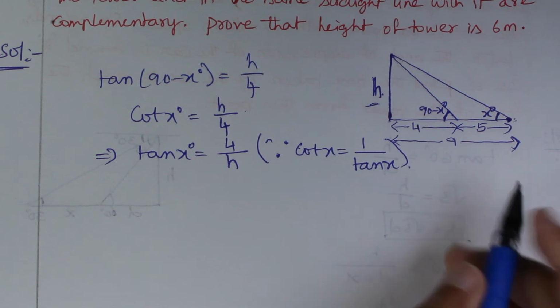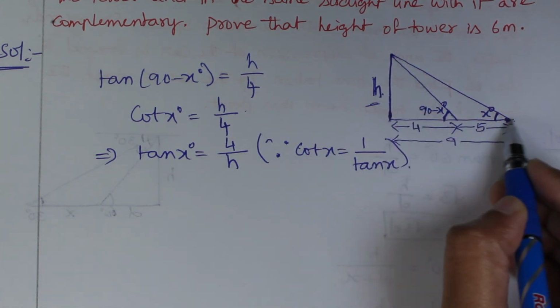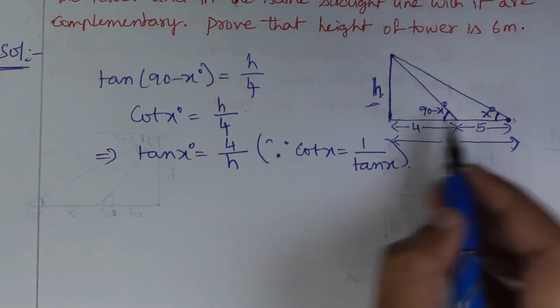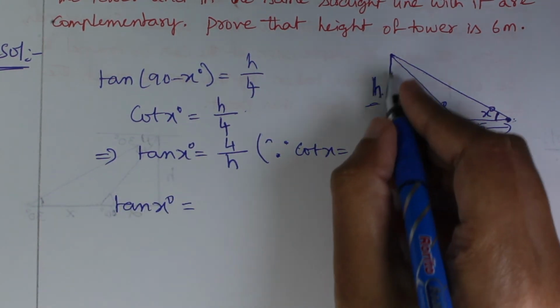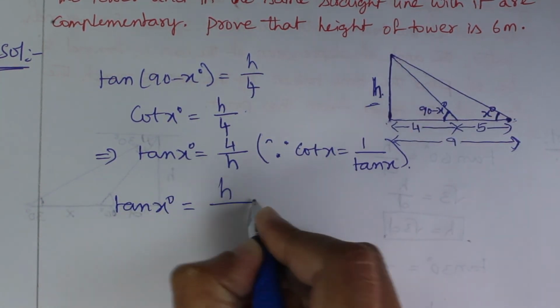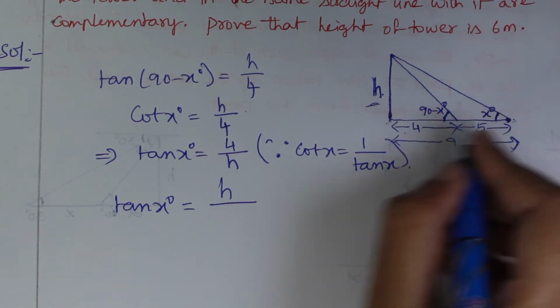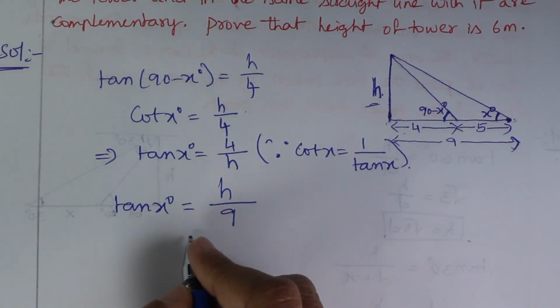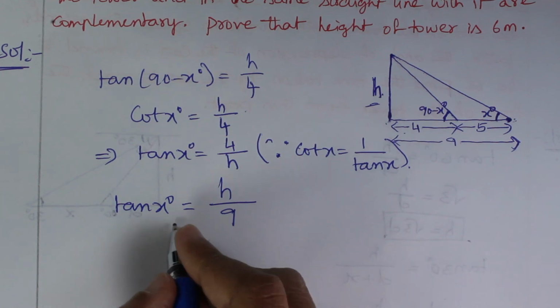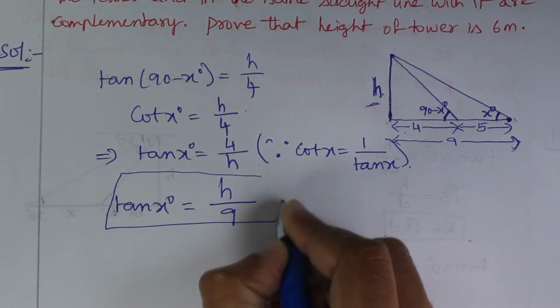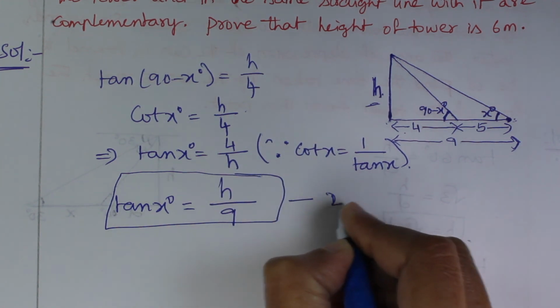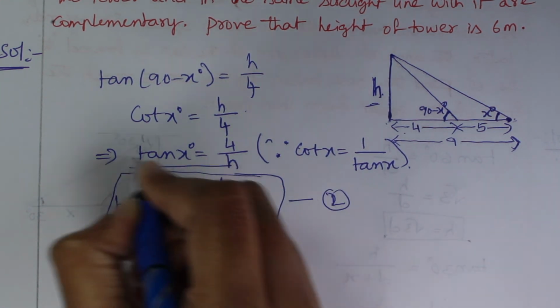Now let us take the second triangle, the bigger triangle. In this triangle, tan x degrees is equal to the opposite side, h, divided by the adjacent side, which is 5 plus 4, 9. So tan x degrees is equal to h by 9. This is another equation. We have two equations: this is equation 2 and this is equation 1.